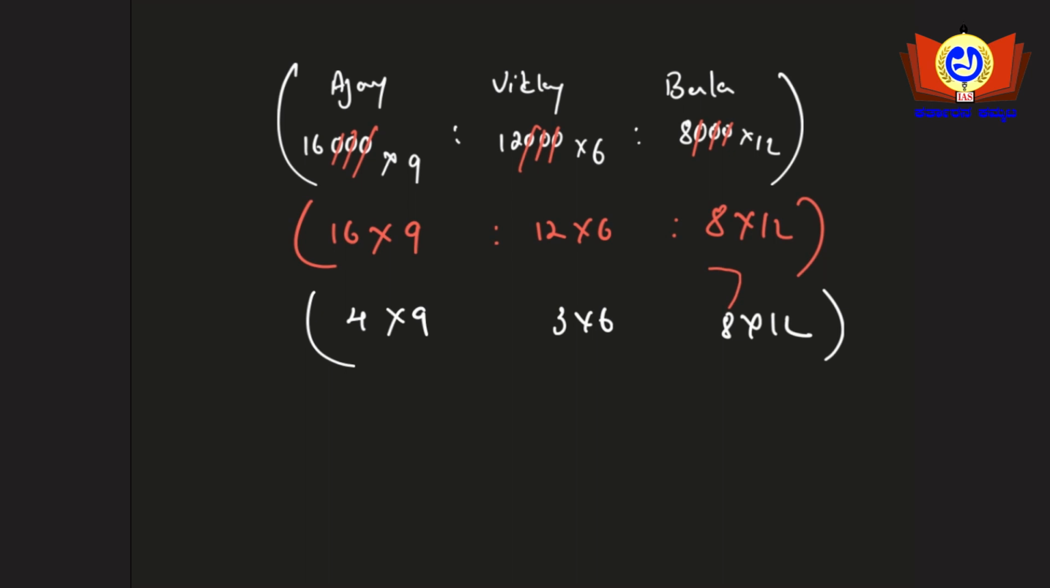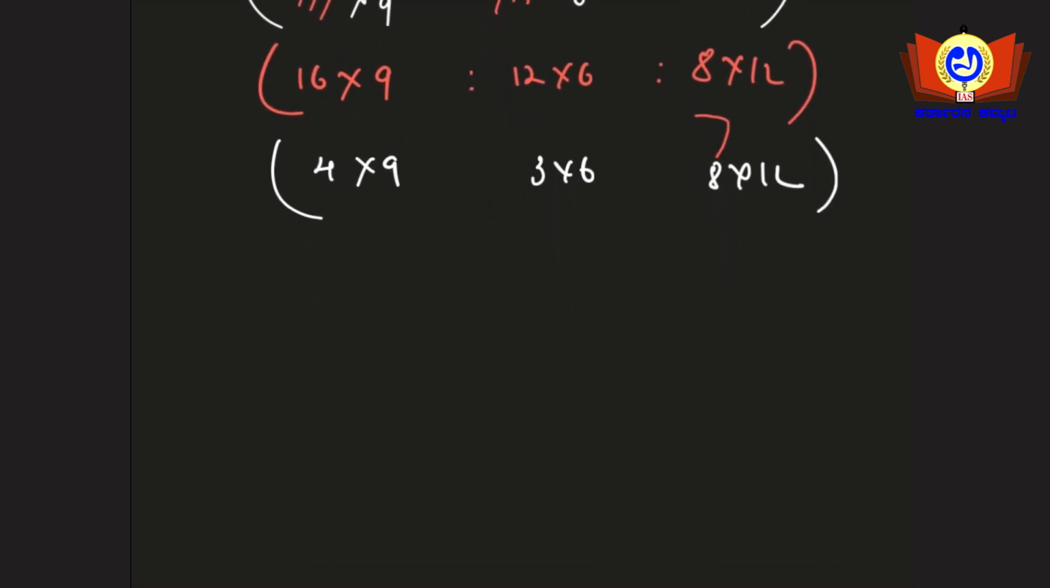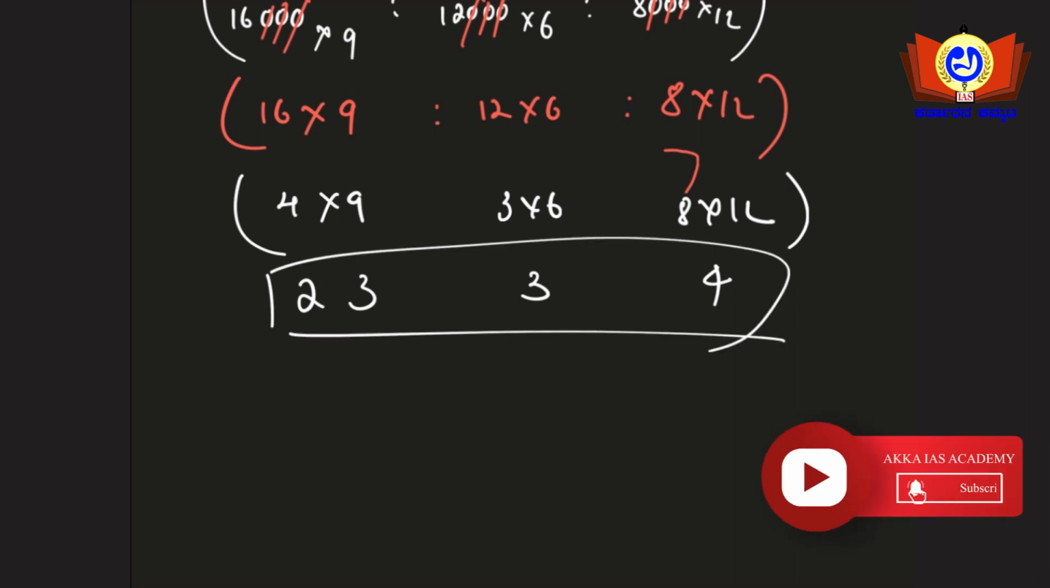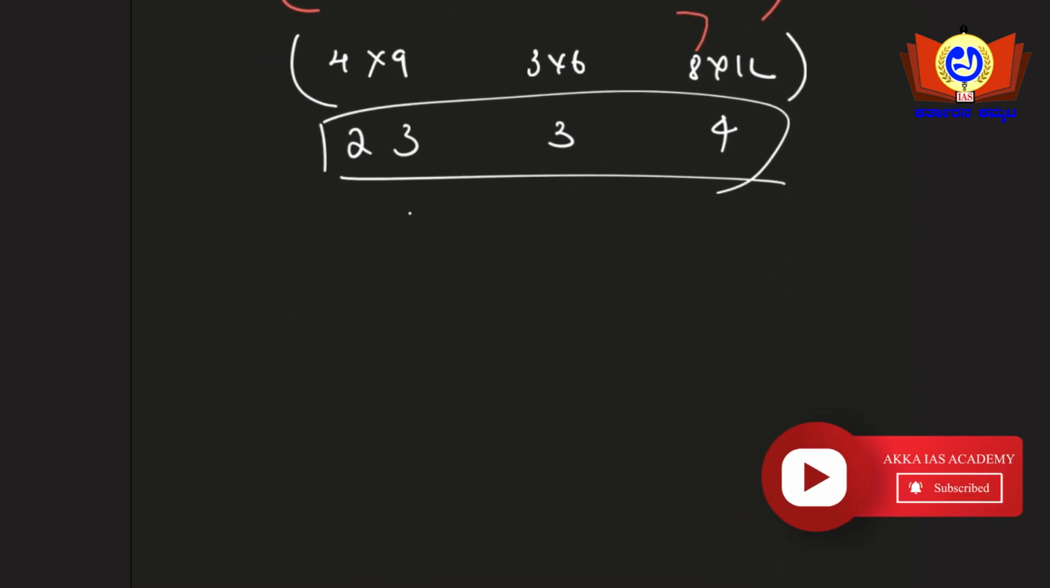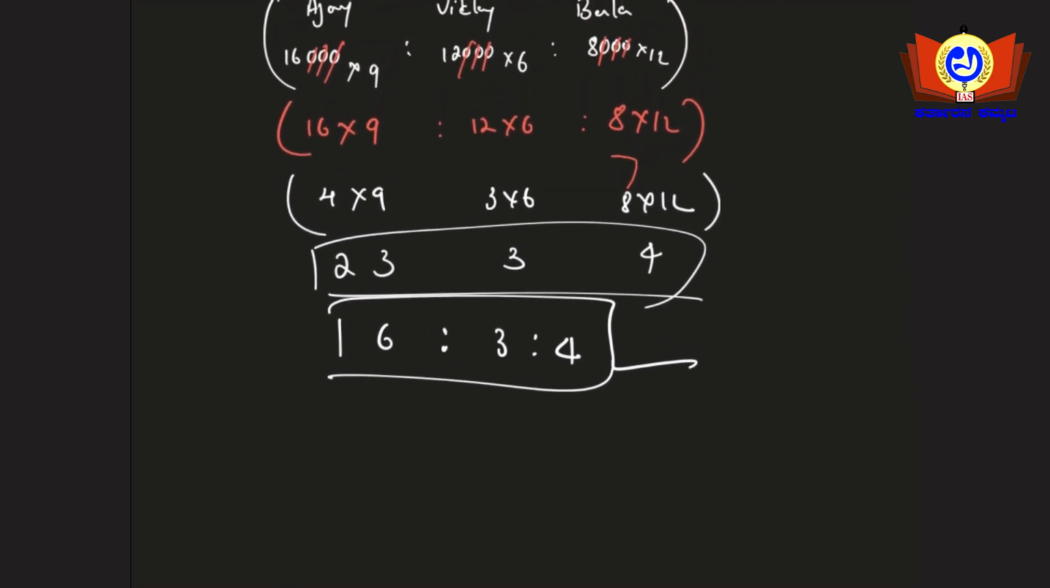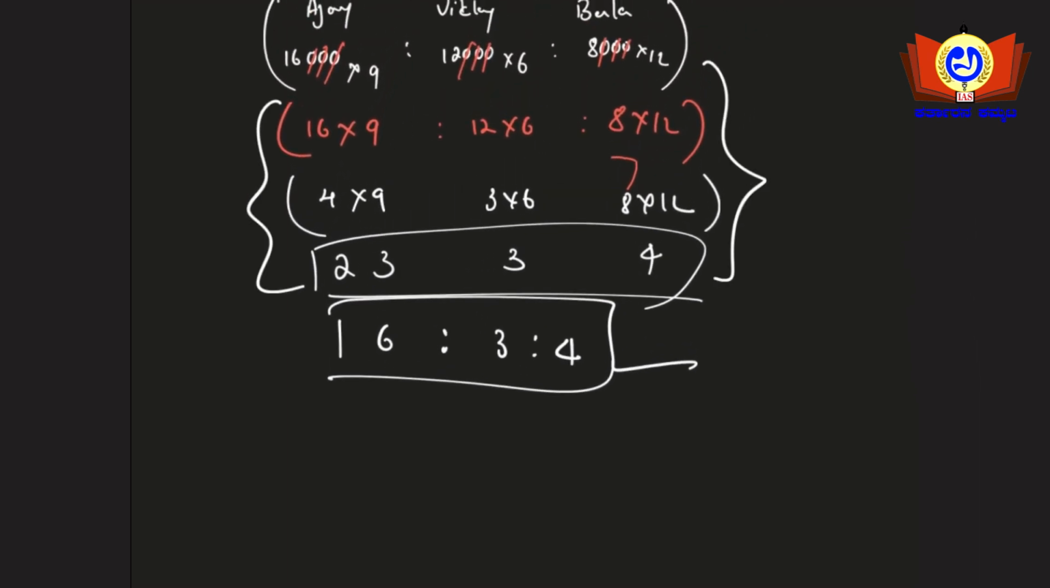It goes in 2 into 3 here, and this will be 3 and 4. Okay, so the final ratio will be 2 threes are 6, 6 is to 3 is to 4. This is the final ratio, guys. You need to simplify wherever and whenever it is possible. So the final ratio will be 6 is to 3 is to 4.